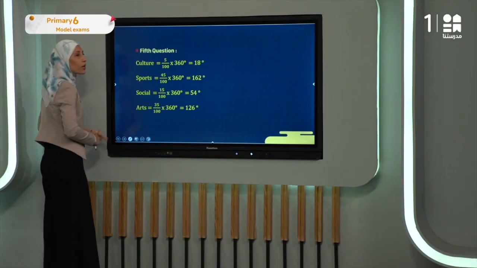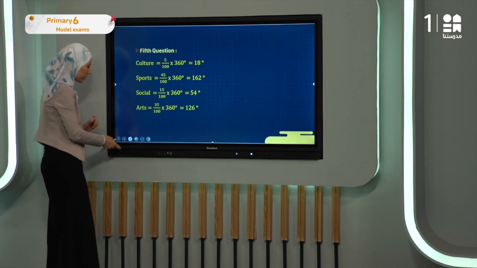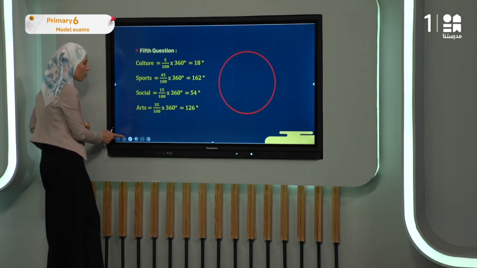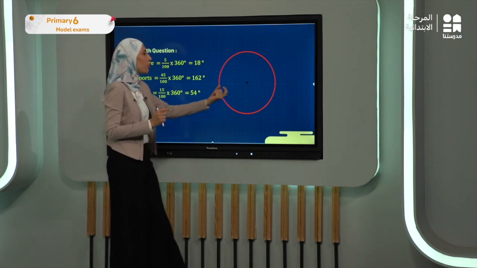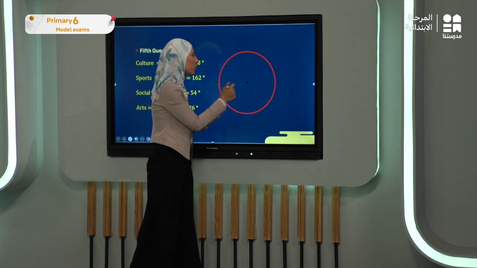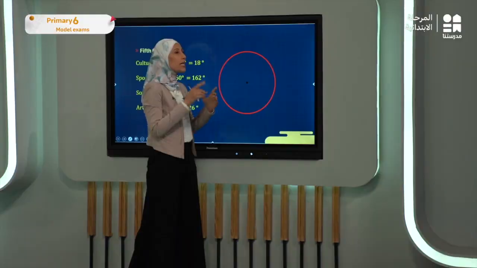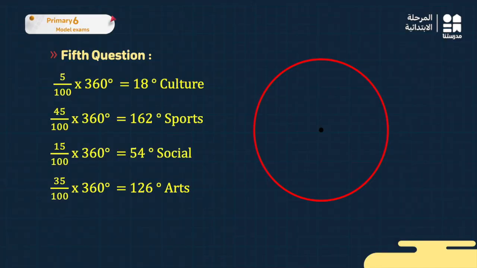So how am I going to draw it? First of all, I am going to draw my circle. First, I draw the circle. Then I will determine my center point. I must determine the center point. The center point is the place of the needle of my compass. This is my center point.